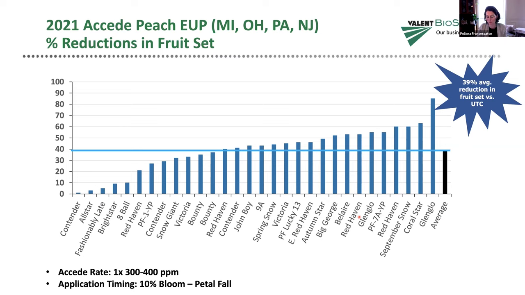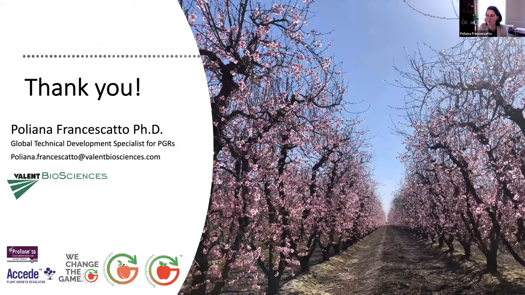But in California, where we had different varieties on the same block planted at the same time, you can see the difference: we get from 5 to 70% thinning. So there is a difference. I wish we could have just one rate for all varieties, but it's not going to happen that way. So this is what I have. I'm happy to take any questions you have.